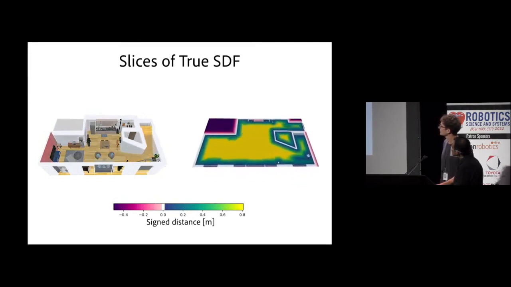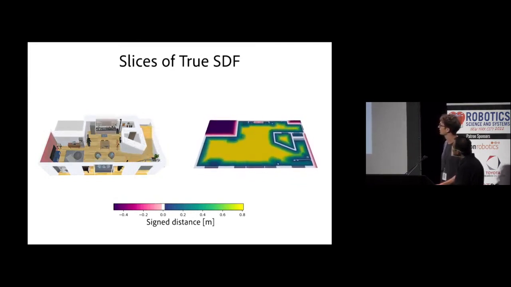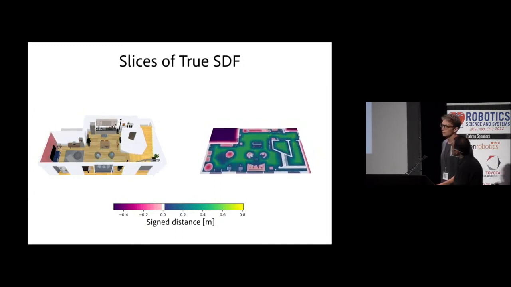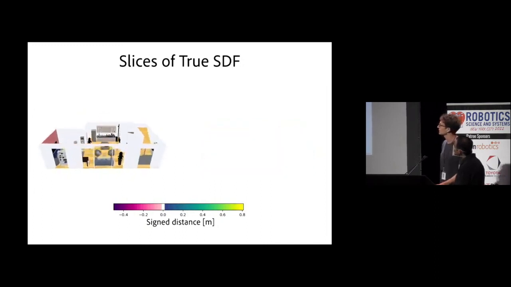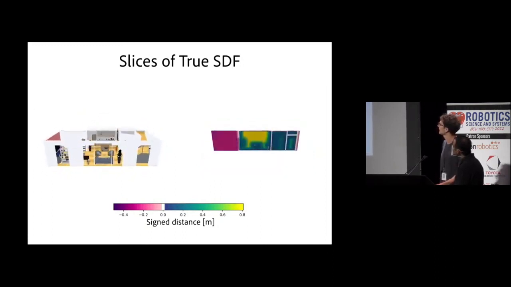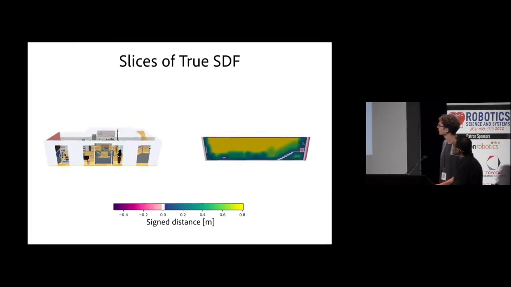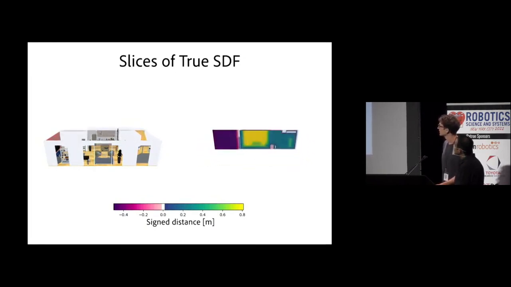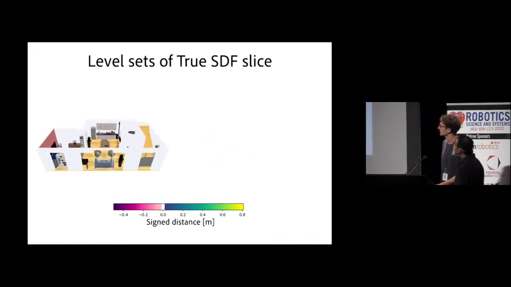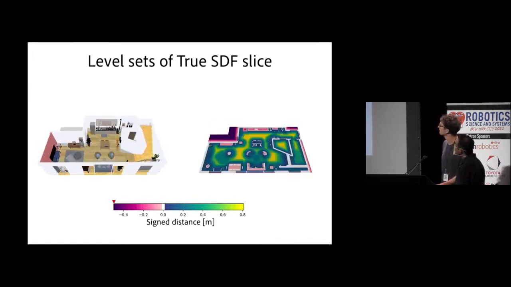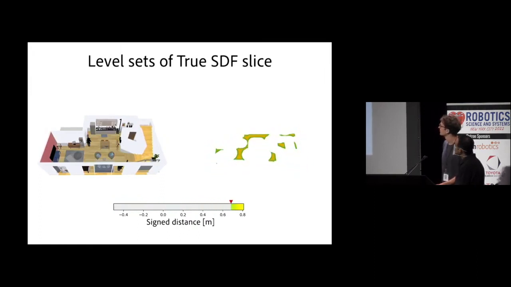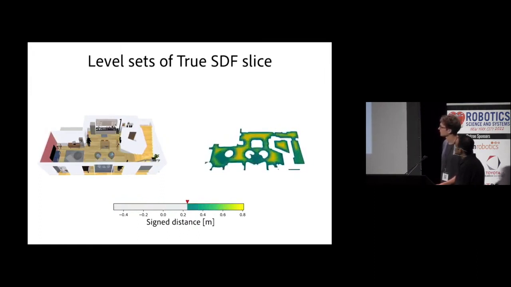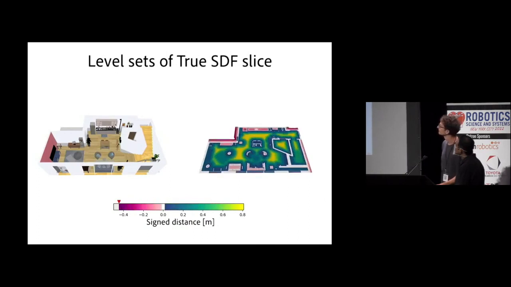First, we're going to show some slices of the ground truth signed distance field for the environment. The signed distance field maps x, y, z coordinates to the distance to the closest surface to that point. Here we show positive values of the signed distance outside of objects in green and blue, and we show negative signed distances inside objects in purple and pink. Here we're visualizing level sets of the signed distance field. Note that the zero level set encodes the surface geometry of the environment.